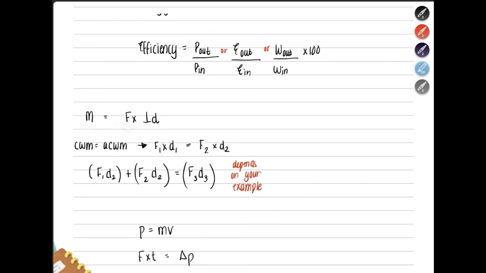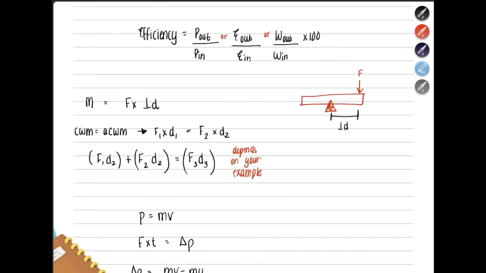Then you have moment, which is force multiplied by the perpendicular distance, because if you have an object with a pivot, and this force is applied like this, then you need to know the perpendicular distance between them, okay? Not the parallel distance. Remember that the object is in equilibrium when there is no resultant force or no resultant moment. So at that time, if there is no resultant moment, clockwise moment equals anti-clockwise moment. Any force that is causing the object to move clockwise is the clockwise moment, and any force that is causing the object to move anti-clockwise is called the anti-clockwise moment. So this is the clockwise moment, this is the anti-clockwise moment.